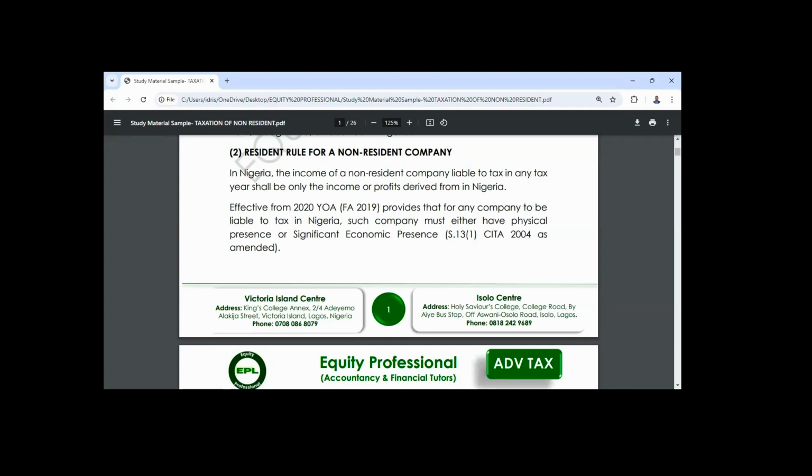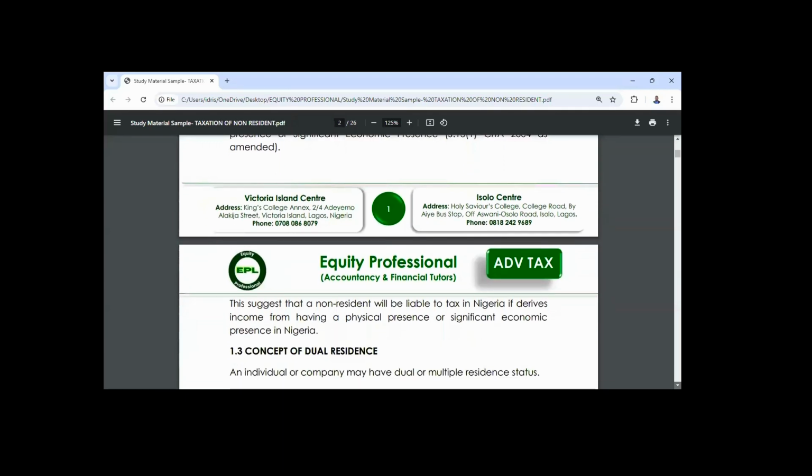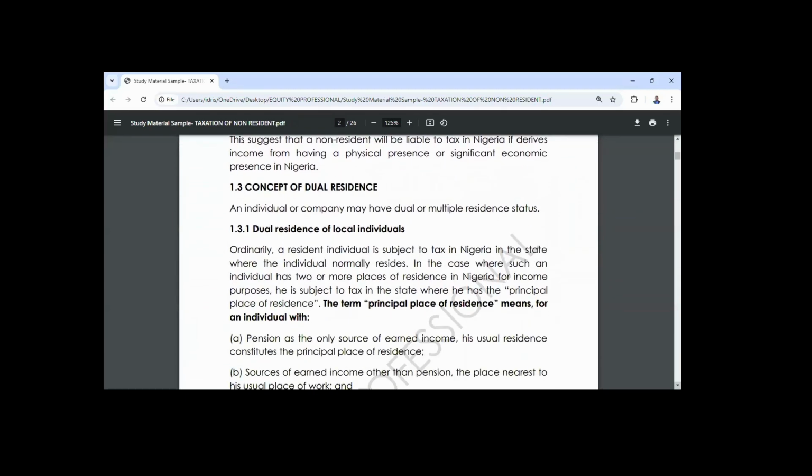So that is that. Now, let's look at the concept of a dual resident. Dual resident simply means a situation whereby a company or individual has more than one place of residence. Example of a dual resident company: a company that is registered and incorporated in Nigeria, and they now have a branch in another country. That company, we can regard them as a dual resident.